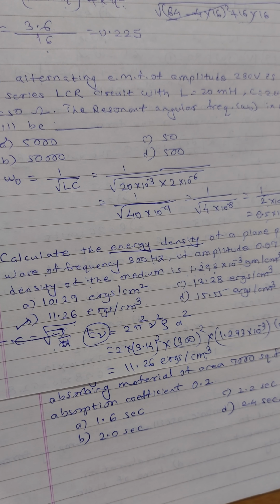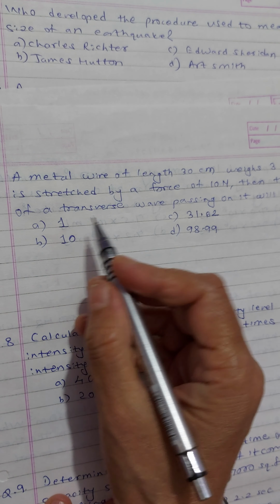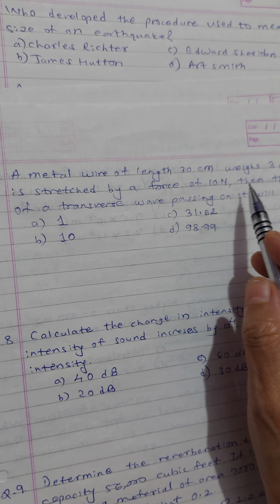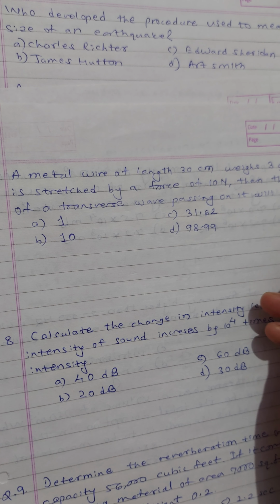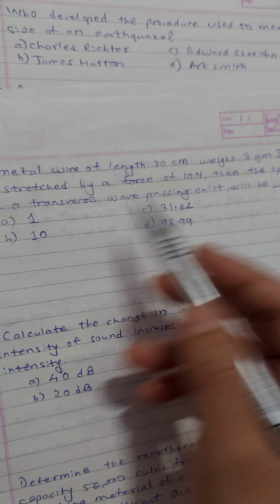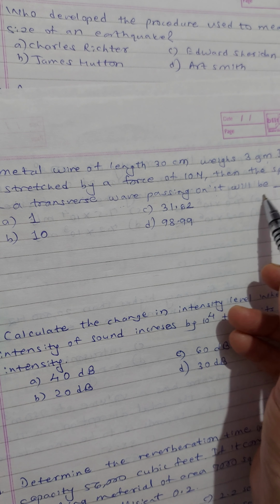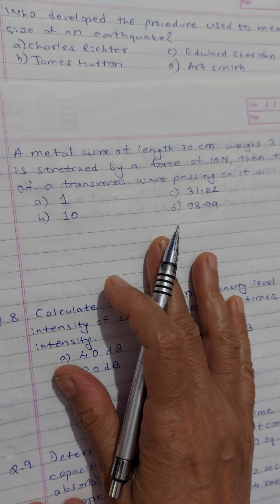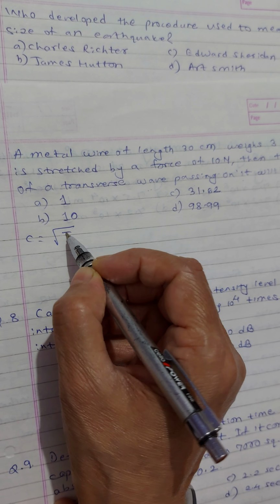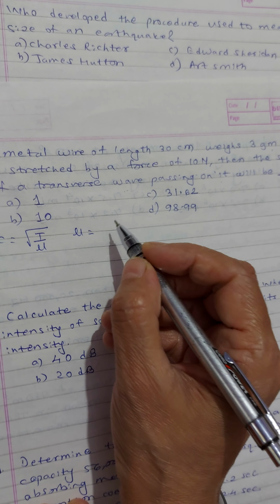We'll move to the next question, question number 7. Question number 7 is a metal wire of length 30 centimeter weighs 3 grams. If it is stretched by a force of 10 newtons, then the speed of a transverse wave passing on it will be dash meters per second. A simple question. So here the formula should be C is equal to under root T by mu. But how much is mu basically? Mu is mass per unit length.